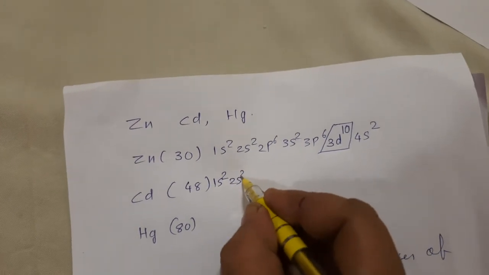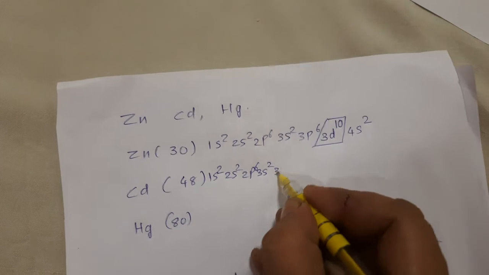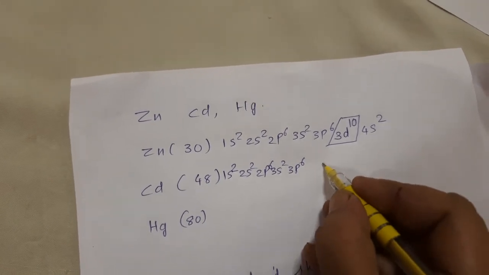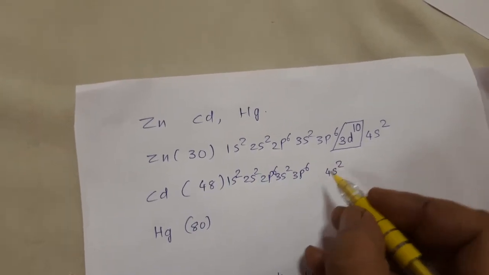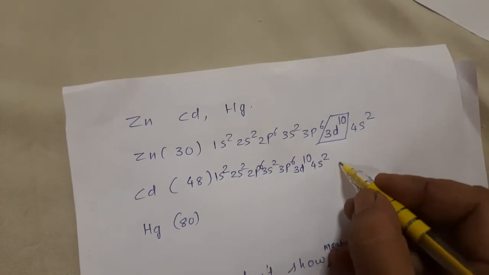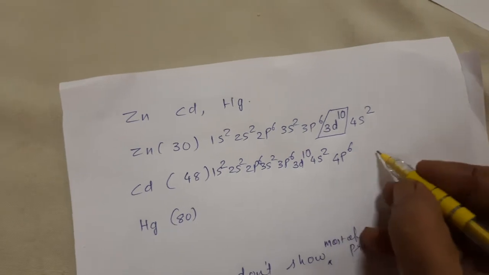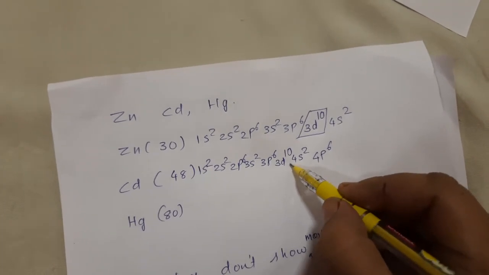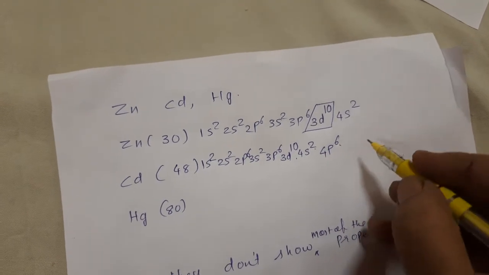1s2, 2s2, 2p6, 3s2, 3p6, that is 18, we have reached argon. Then 4s2, 18 and 2, 20, and then 3d10, that makes 30. After 4s2, where will we go? 4p6. After 4p6, up to here it is 30, we have written it. 30 and 2 is 32, and 38, you have to write up to 48.